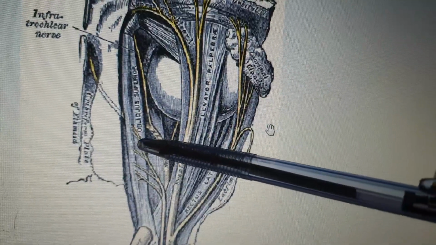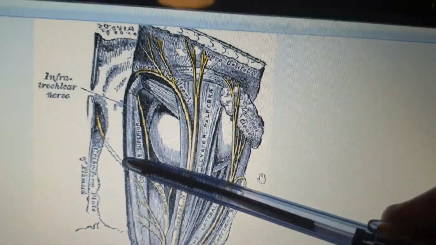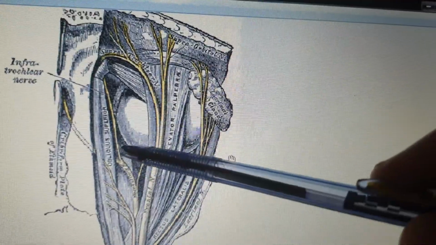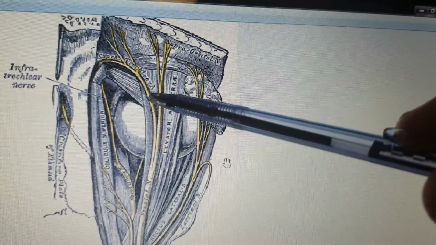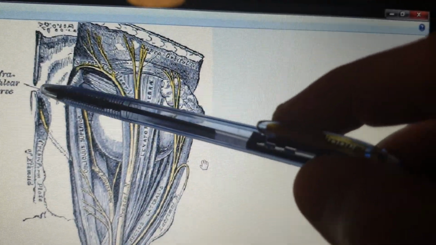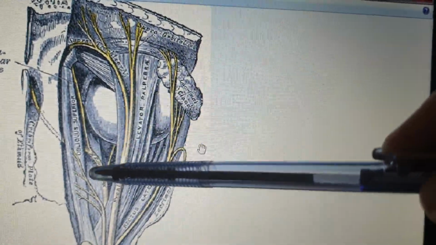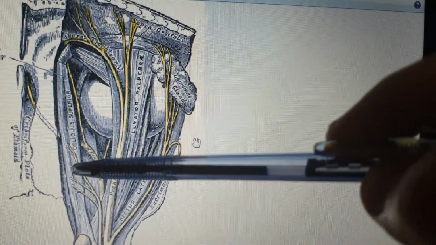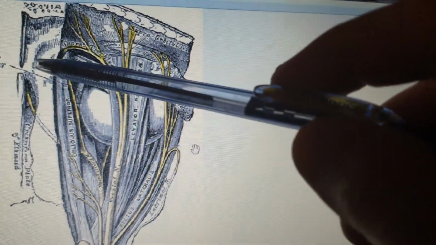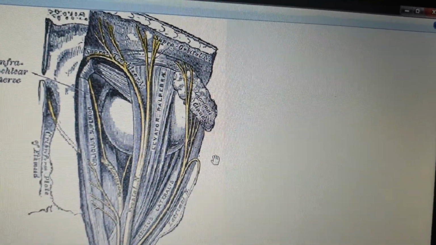One is the posterior ethmoidal nerve, which enters through the posterior ethmoidal foramen in the medial wall of the orbit into the ethmoidal air cells. And the nasociliary nerve itself continues upwards, and the termination of the nasociliary nerve passes through the anterior ethmoidal foramen, and it is now called the anterior ethmoidal nerve. So the posterior ethmoidal nerve is a branch of the nasociliary nerve, and the anterior ethmoidal nerve is the continuation of the nasociliary nerve that passes through the anterior ethmoidal foramen. Both these nerves will go and supply the ethmoidal air cells.